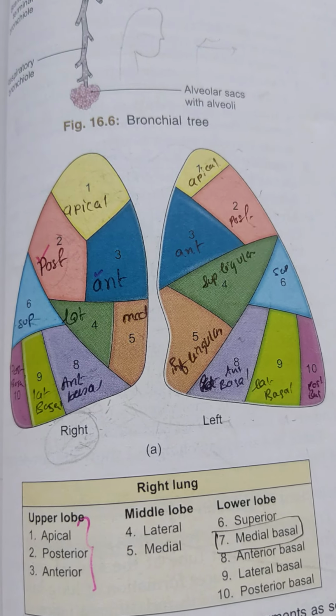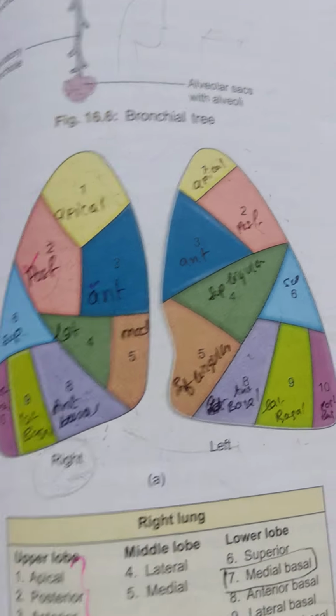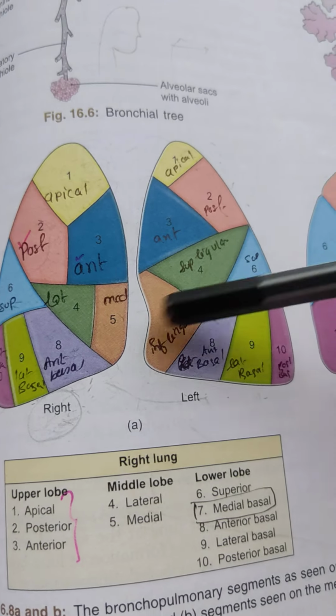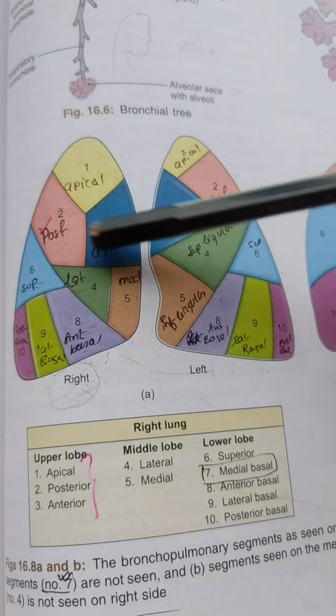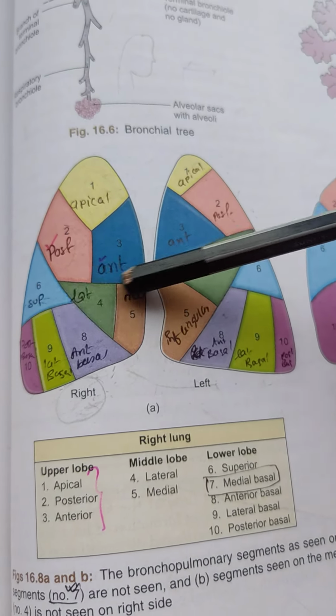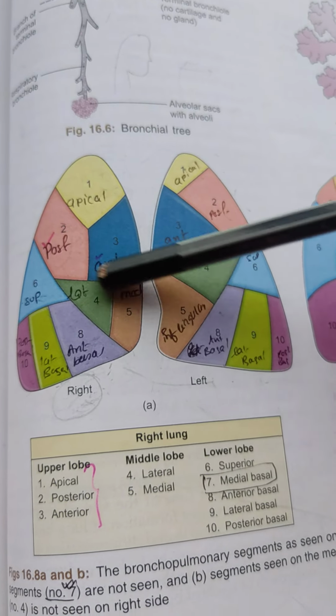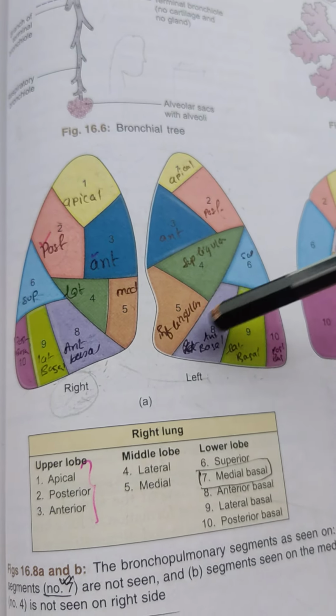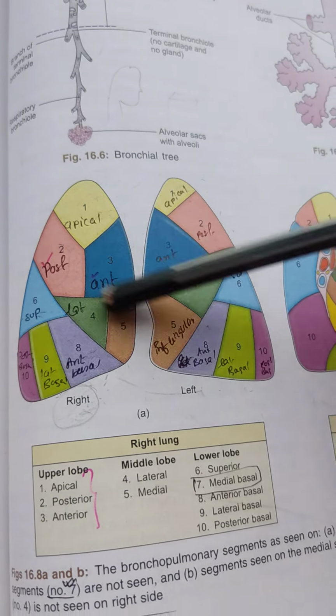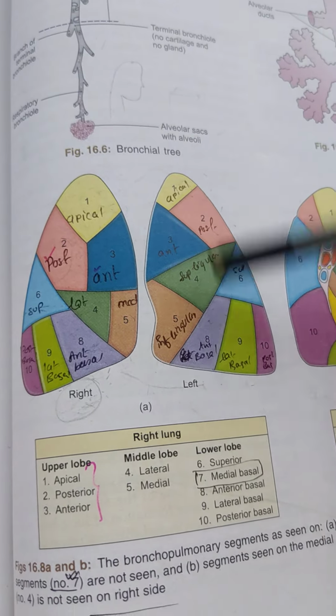Today I will be talking about the bronchopulmonary segments. Now, the right lung is divided by the horizontal fissure and the oblique fissure. The horizontal fissure divides the superior lobe and the middle lobe, and the oblique fissure, which is also present in the left lung, divides the superior lobe and the inferior lobe in both lungs.